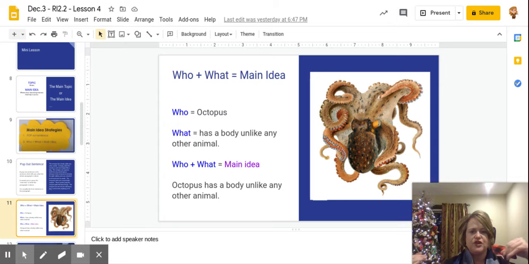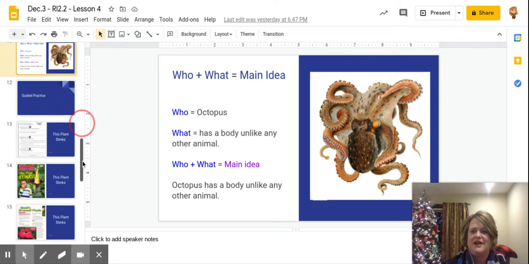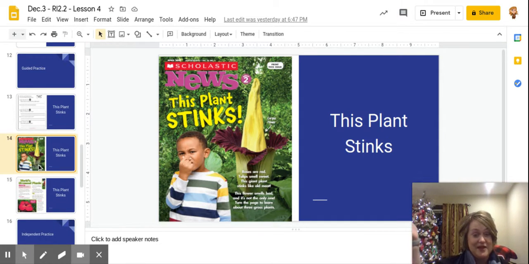So the who plus what strategy. The who is the octopus. I have a picture of an octopus, which is way cool in this picture. So the who is the octopus. The what is that it has a body unlike any other animal. So if I put both of those together, then my who plus what is going to say the octopus has a body unlike any other animal. That's the main idea. So using either one of those strategies, you could figure out the main idea. Oh, Mrs. Dec, you've made this so much easier for me. I know. Isn't that cool?